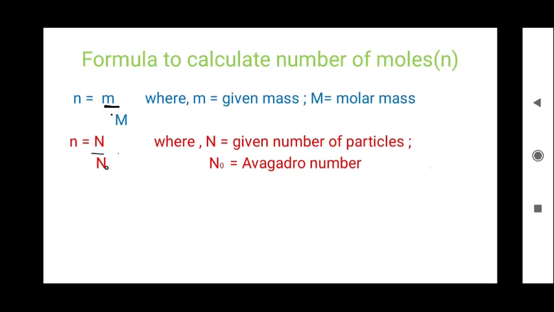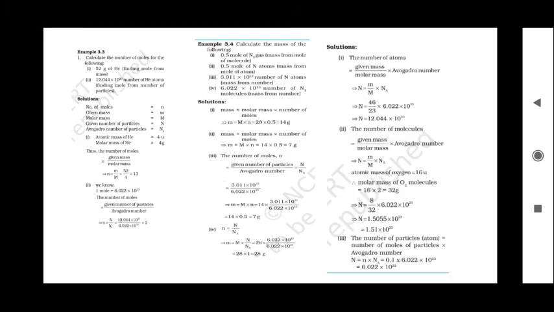So let us go for the first example. It is on page number 41, example number 3.3. They ask us to calculate the number of moles for the following. There are sub questions, so let us go for the first one. They have given 52 grams of helium, so the mass given is 52 grams. Find the mole from the mass. So there we have to calculate n.